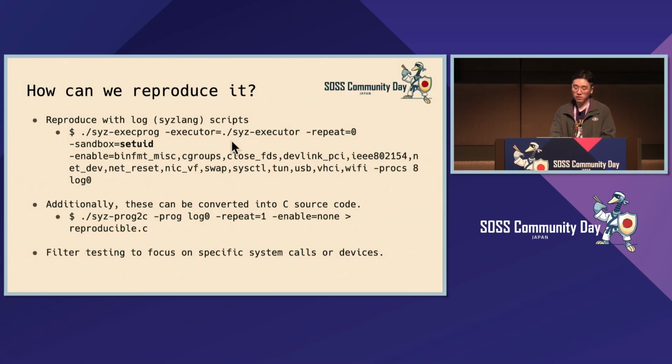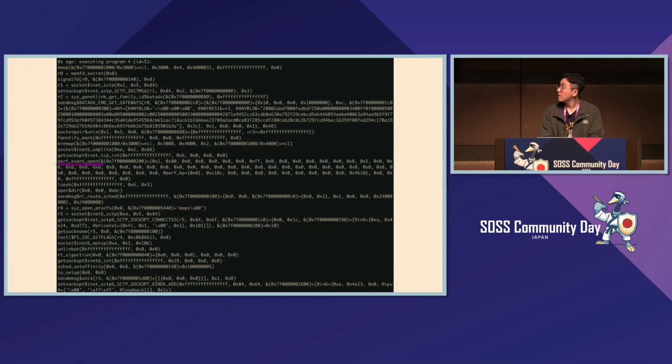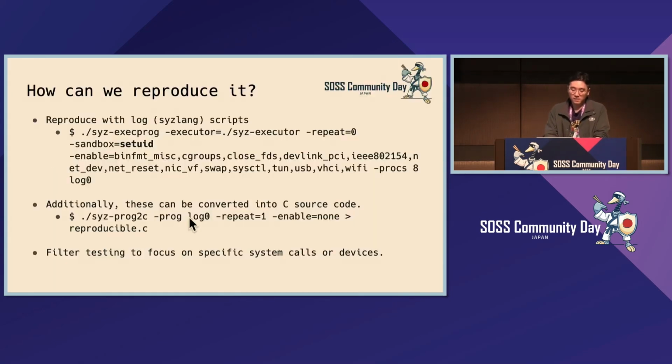How can we reproduce it? We can reproduce it on the target machine with syz-execprog and the scenario log made from the corpus in the previous slide. Additionally, we can make C source code from the previous Syzkaller log, filtering and testing to focus on a specific system call or device file.